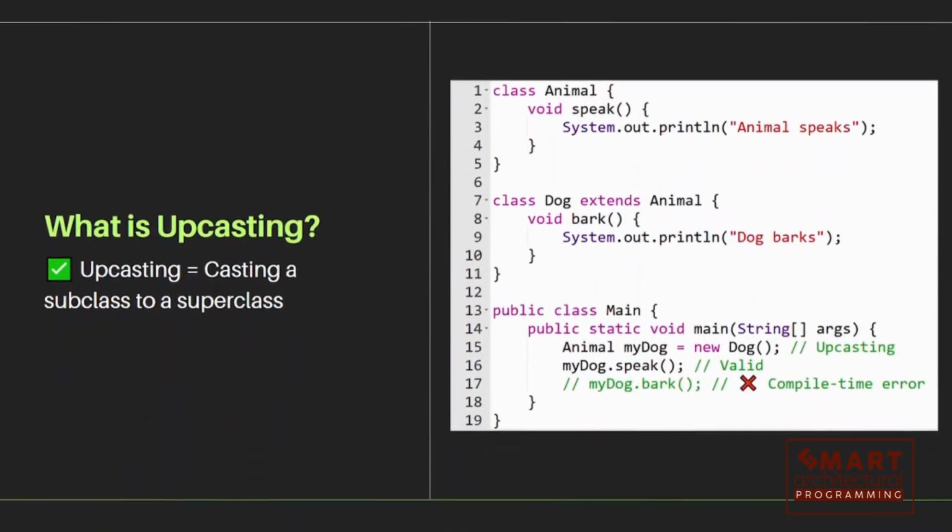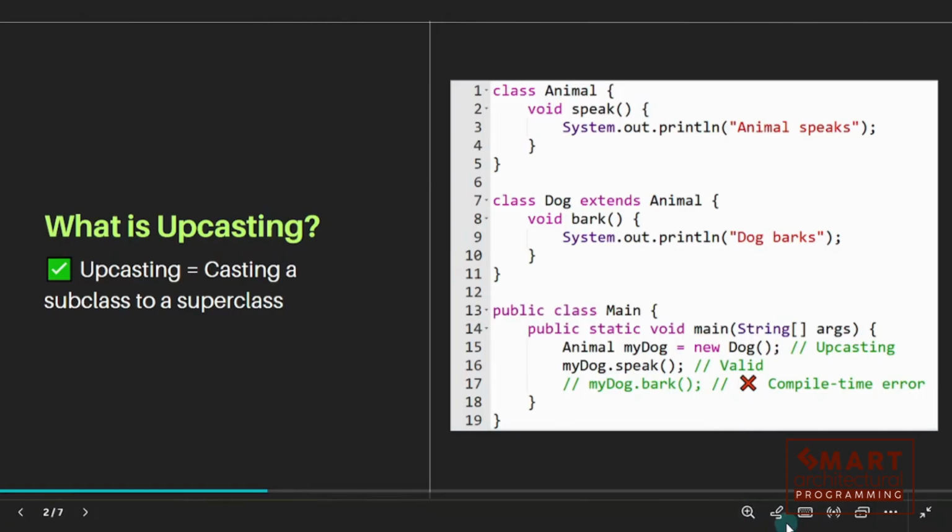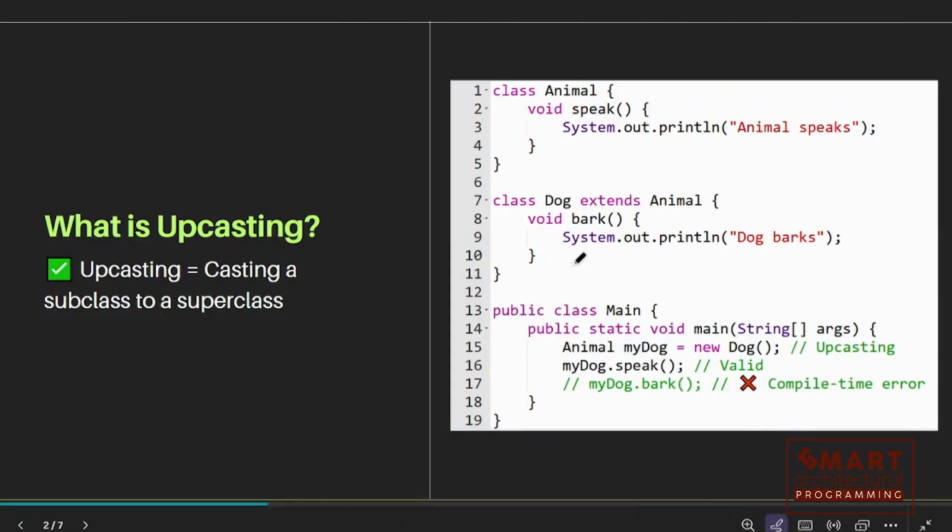What is upcasting? Upcasting is basically casting a subclass to a superclass. What do we mean by that? If you look at the code here, and let me bring in my trusty little pen. Here we have a class called Animal, and a subclass called Dog, which extends from Animal. I'm sure you're familiar with the extends syntax now, because we've been covering this multiple times in the previous videos.